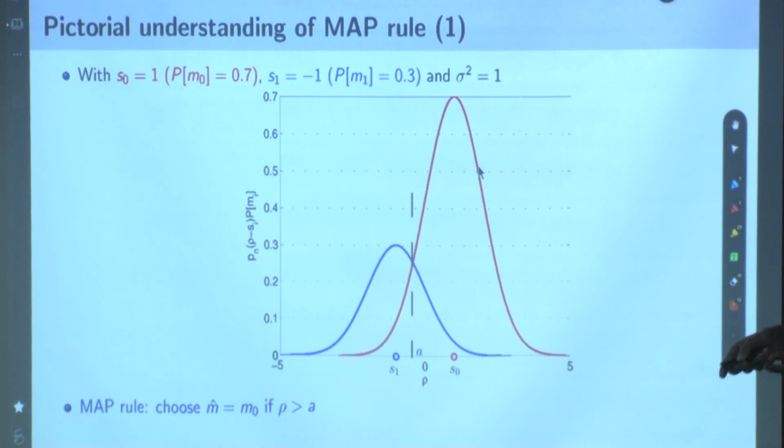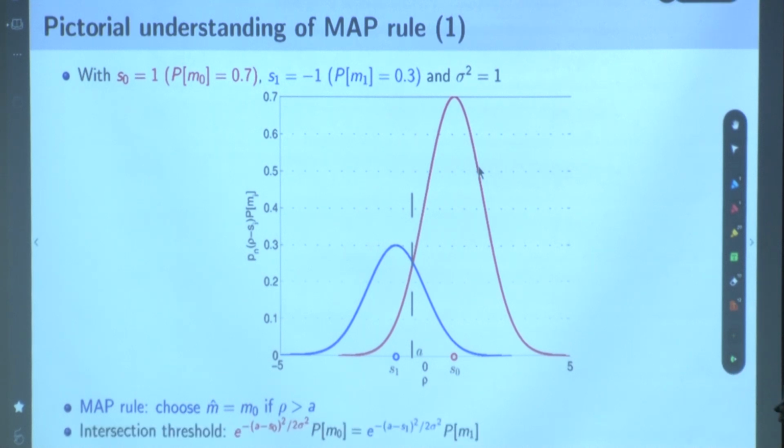And it is essentially the same as what we saw on the last slide. That probability of, this is that scaled PDF, look at this, P of rho minus S naught given M naught. And if this value is greater than P of rho minus S1 into P of M1, you declare the transmitted signal as M0. And where is that happening? As I said, it is happening on this side of the threshold. So if rho is greater than A, M hat becomes M naught.